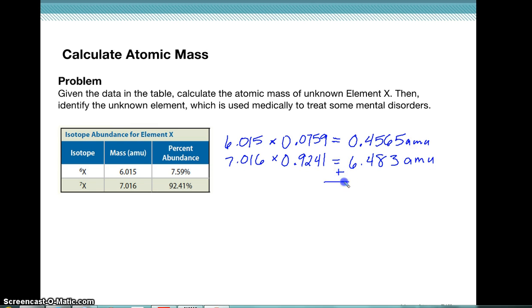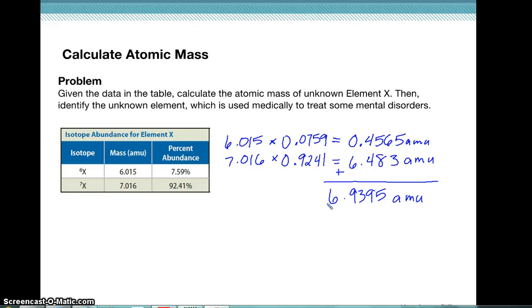And then we want to add the contributions together to get the overall atomic mass. So 0.4565 plus 6.483 gives us a mass of 6.9395 AMU. And that number makes sense. If the isotope with the mass of 7 is 92% abundant, then the average should be a lot closer to 7 than 6, right? Because the 7 is contributing most of the mass, 92% of the mass. So our number makes sense that it's close to 7.